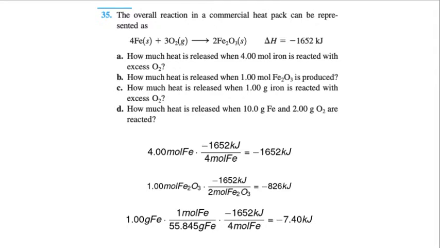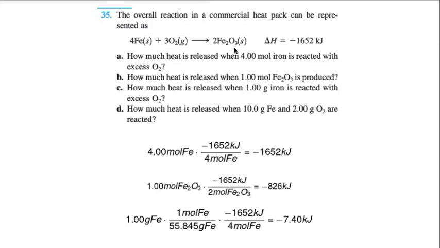So this video will focus on just doing straightforward conversions using enthalpy values as well as using your Q equals mc delta T equation. 35. The overall reaction in a commercial heat pack can be represented as 4 moles of iron plus 3 moles of O2 gas will yield 2 moles of Fe2O3 solid. Now, the enthalpy change for this reaction is 1652 kilojoules that will be released associated with this balanced chemical equation.